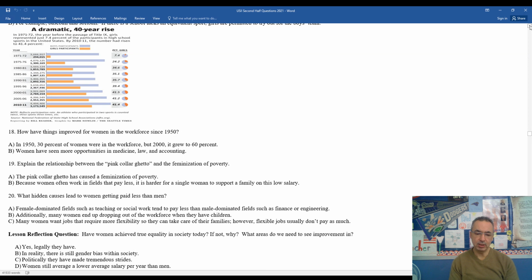Finally, the lesson reflection. Have women achieved true equality in society today? If not, why? What areas do we still need to see improvement? Legally, on paper, you can say they have, but in reality, there's still a gender bias and gap within society. Politically, they have made tremendous strides. We have our first female vice president of the United States of America, Vice President Harris. Women still average a lower salary per year than men, so there are still some areas in which women still need to step forward and reach true equality.